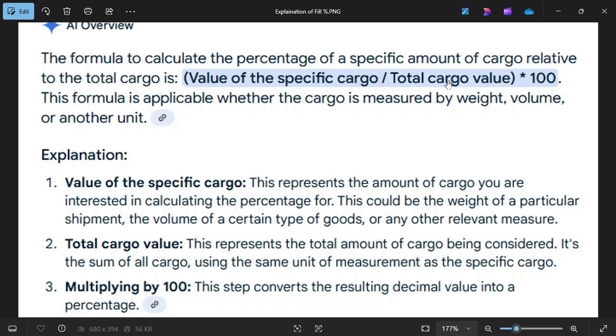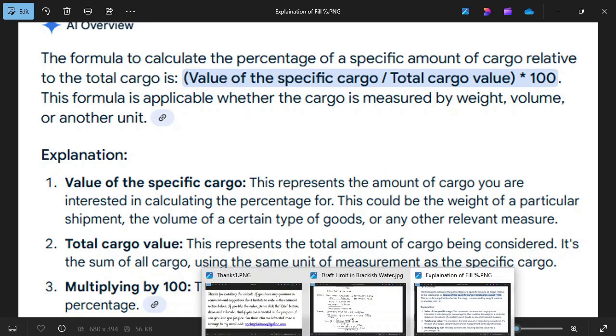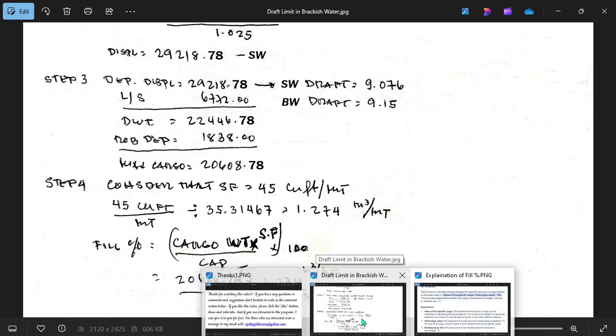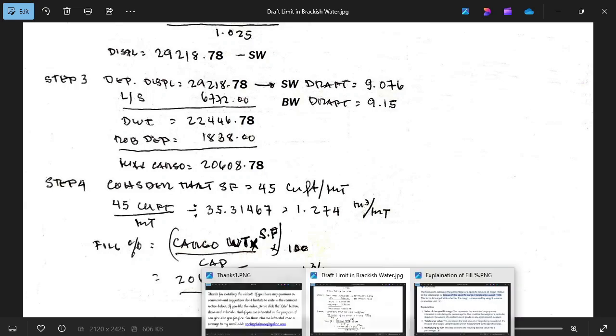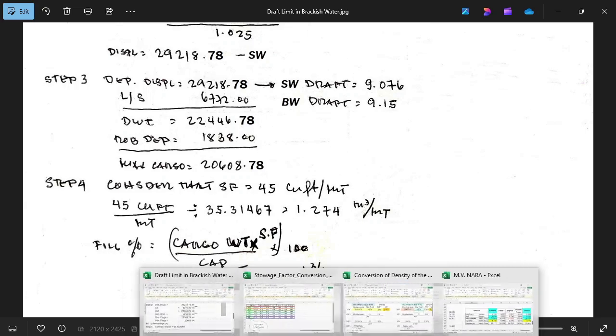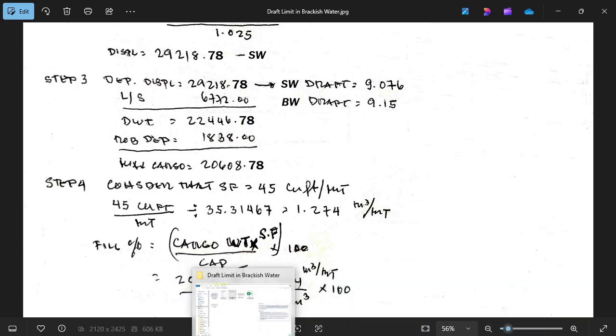What is the total cargo value? The total cargo value is 31958. Okay, 31958.8, which is this one, guys. Okay, take it here.